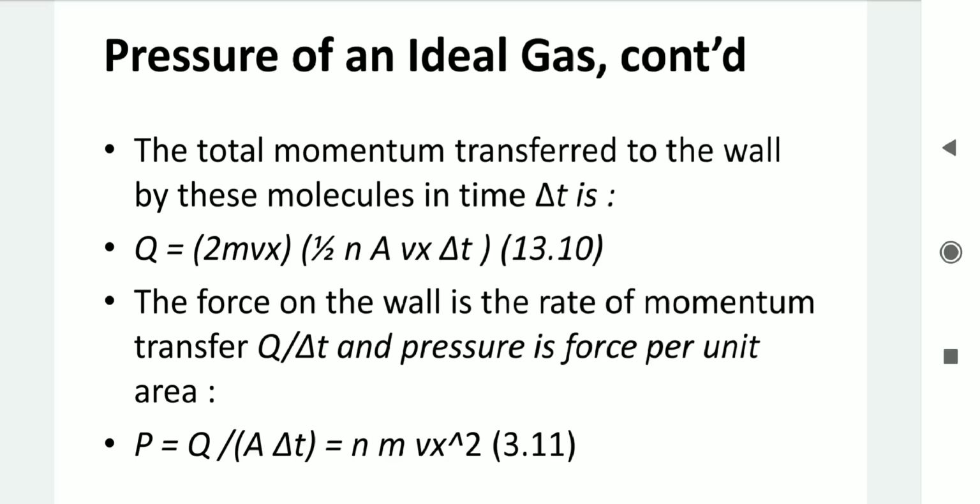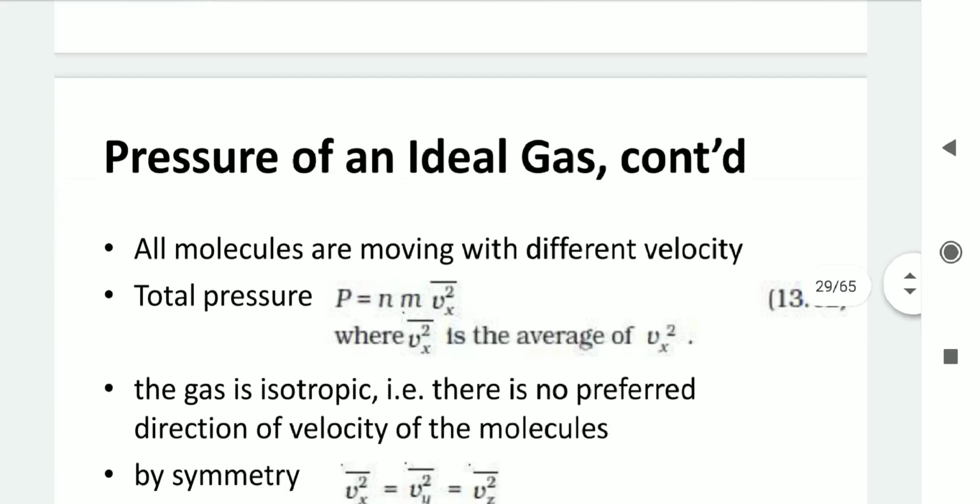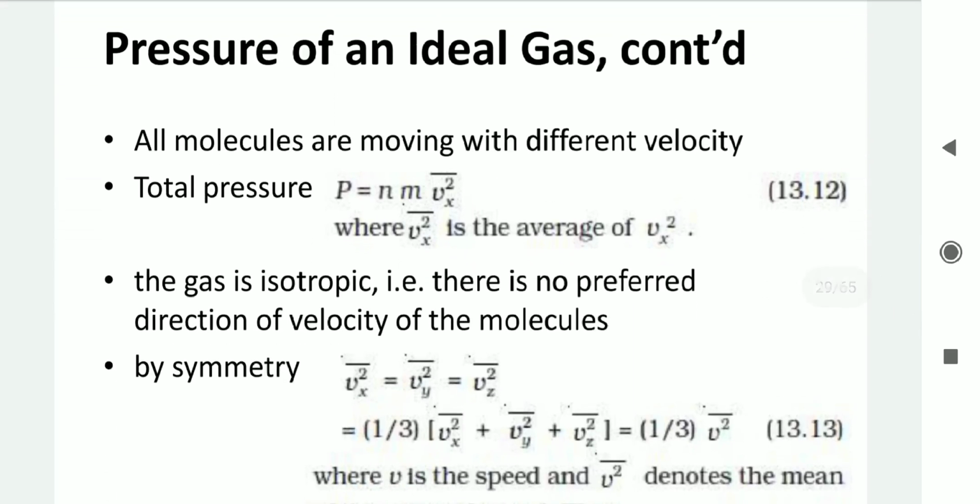Now, let me know, what is force? Force onto the wall will give you the momentum per time. And pressure is force divided by area. So pressure equals momentum divided by area into time. Momentum we have as Q, divided by area into delta t. So let us substitute the equation of total momentum Q from equation 13.10, and we will get pressure equal to m n Vx square. Here we are assuming that all molecules are moving with the same velocity. So total pressure we have is n m Vx square.